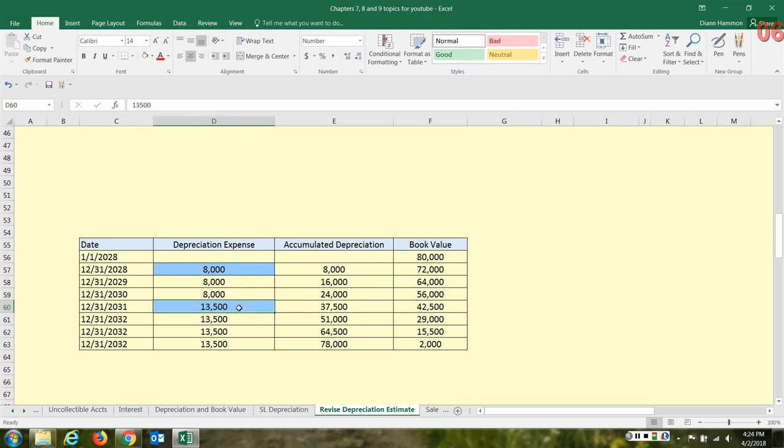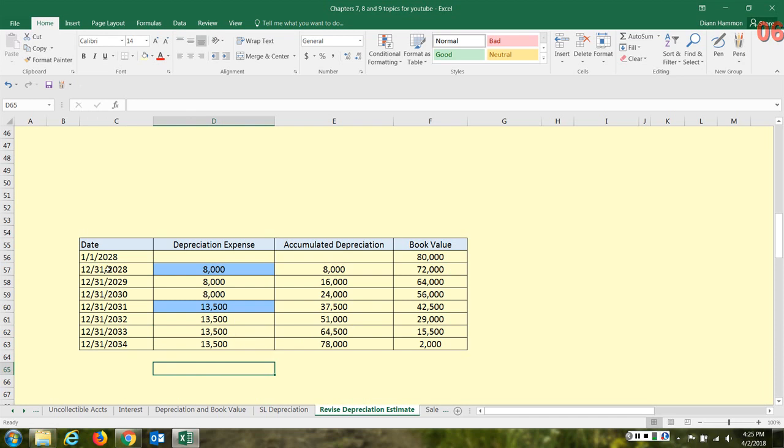Next, we recalculated for 2031. So 2031 to 2033, and then next 2034, each of these years would be 13,500. So just adding to the accumulated depreciation each time.